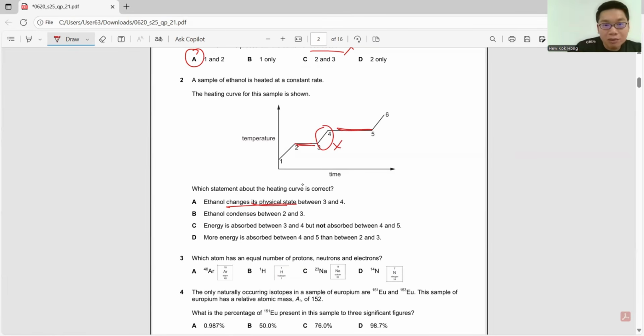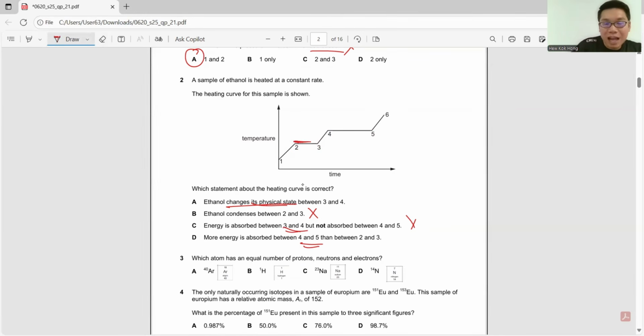So it will change from solid to liquid, liquid to gas. B. Ethanol condenses between 2 to 3. 2 to 3 from solid to liquid is not condensation, it's melting. So it's wrong. C. Energy is absorbed between 3 and 4, but not absorbed during 4 and 5. In both situations they absorb energy, but in this region they absorb it so the particles can gain more kinetic energy. When it's here, the energy is absorbed to overcome the attraction forces between particles. So wrong.